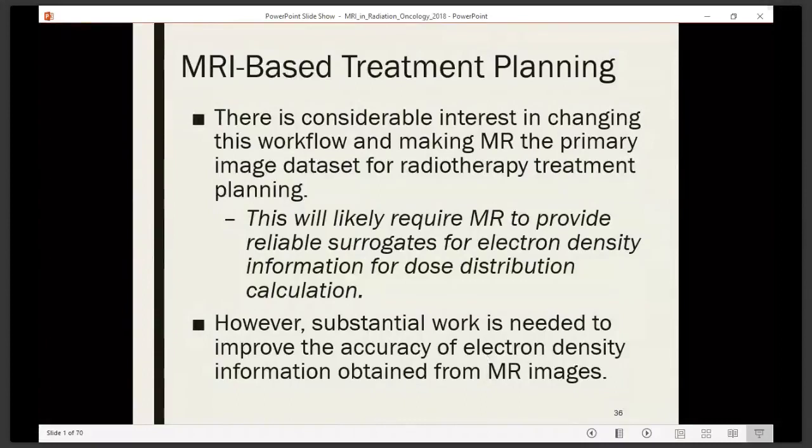So we'd like to change the workflow and make MRI the primary imaging agent. And in order to do that, we have to provide reliable surrogates for electron density information and dose distribution calculations. And so work is being done to prove this. This is a general area called simulated CT.